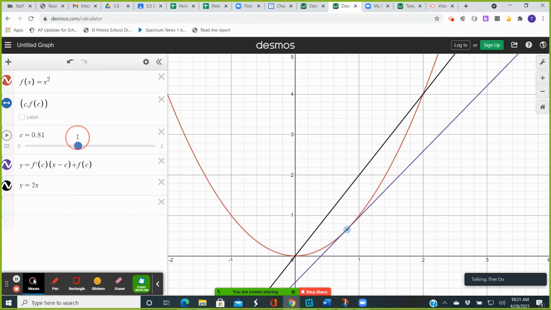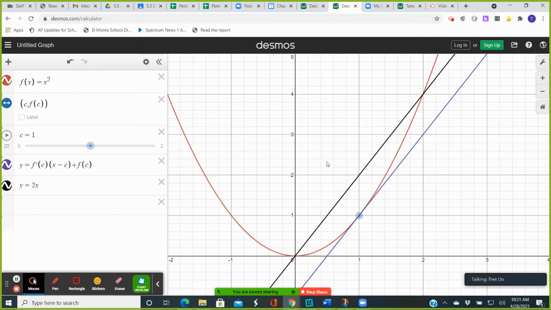And when you look at those tangent lines, the slopes of the tangent lines are starting to approach the slope of the secant line, which we know to be 2. And if I keep moving the slider and take a look over here, when I get to x is equal to 1, I'll stop.